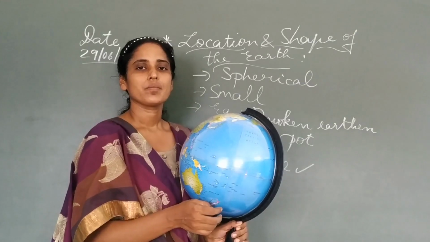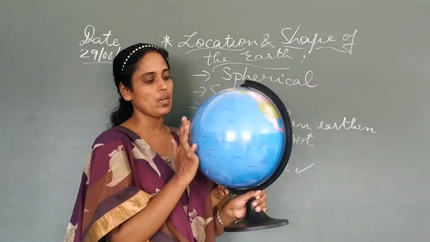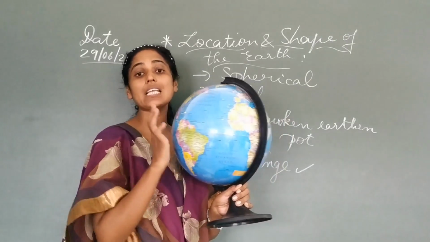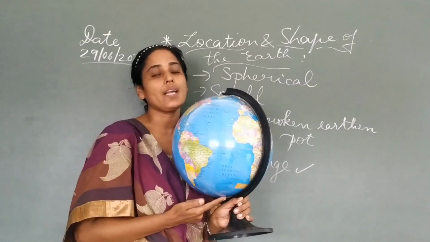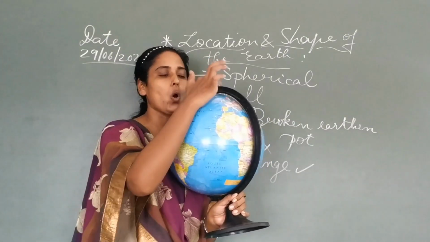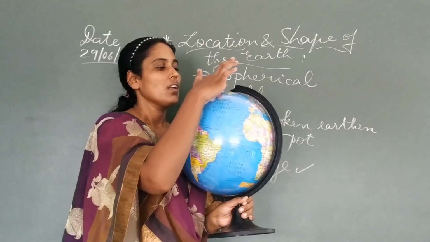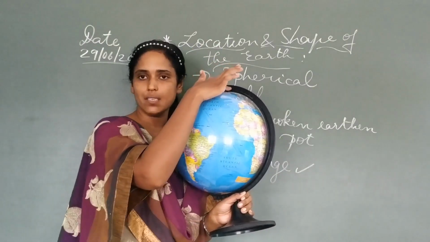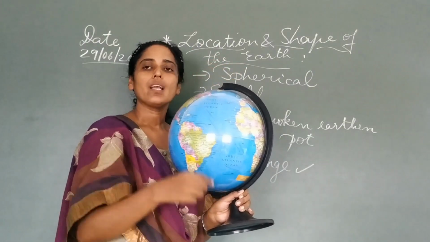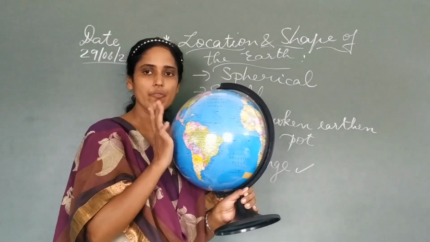How? See students, the center of the earth, see the central portion here, this whole portion is larger than the polar circles. I told you just now, polar circles mean the north pole and the south pole. We will go into the diagrams in the further stages. The poles, north pole and south pole, are known as the polar circles. Okay, the north and the south poles. That is flat. Both the poles are flat.